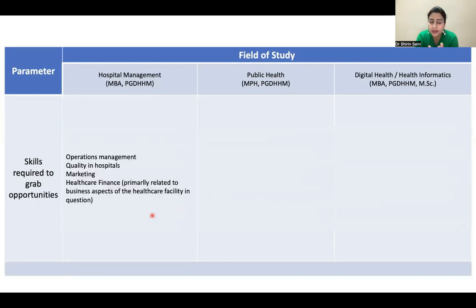Now, when I talk about hospital management, as I mentioned before, since it is about healthcare facilities, it's about managing the day-to-day operations of a hospital and the quality aspect of the hospitals. Hence, you should be well aware of the operations part. You should know how to maintain quality in hospitals, what the various accreditations are, and what the legal and regulatory requirements are to ensure that you have the quality parameters in line.